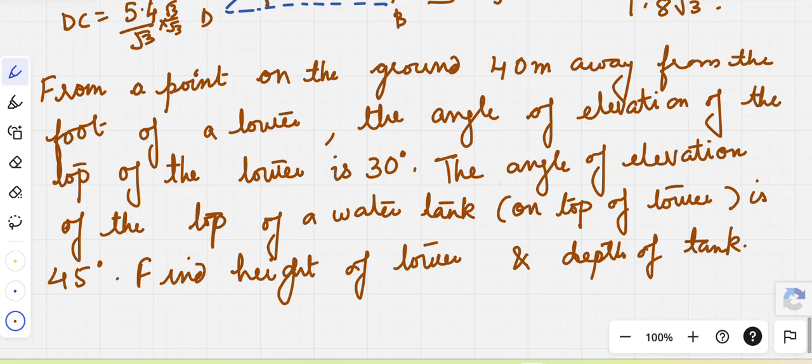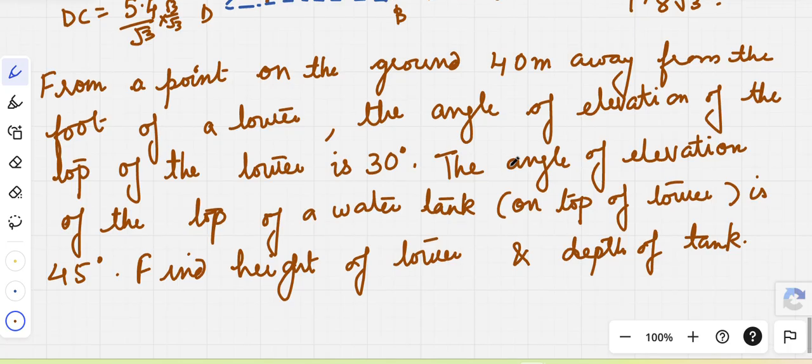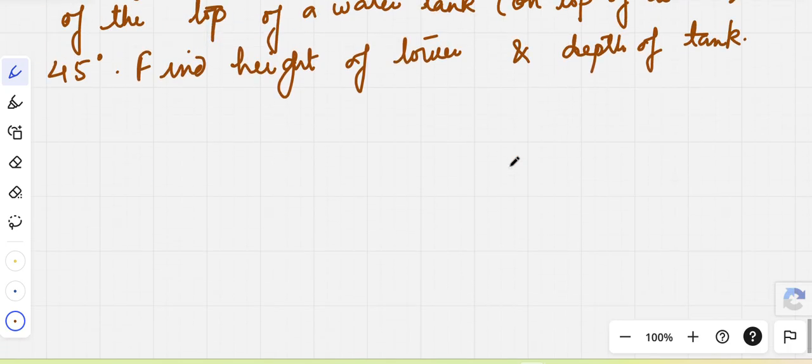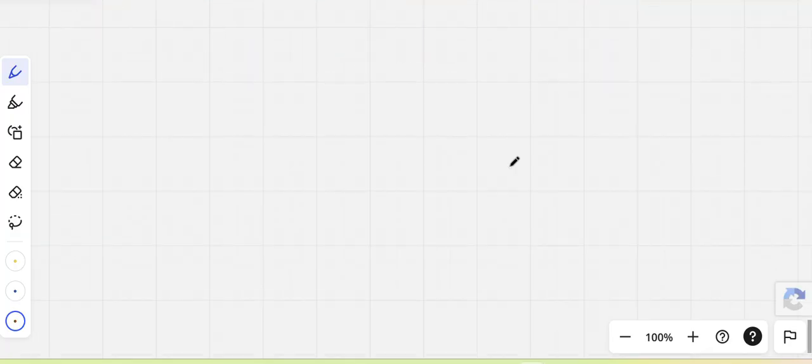For finding the depth of the tank, do we just find the height of it? Yeah. So just check the diagram, okay? Check the diagram.